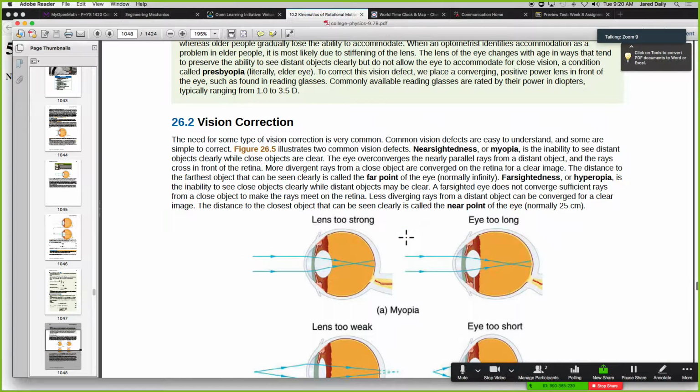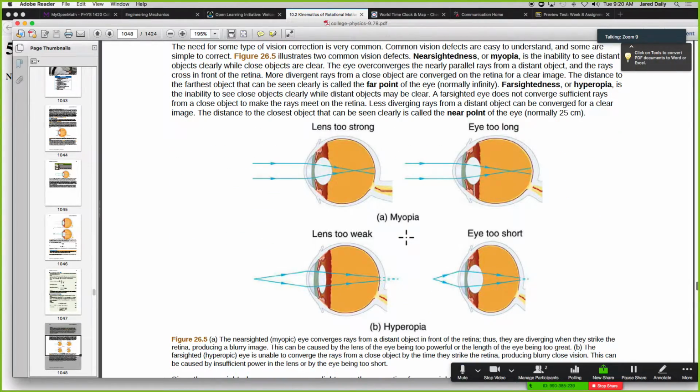But how do you correct vision, and why do you correct vision? Well, it turns out that there are pretty much 2 types of eye problems when it comes to bad vision. There are 2 major types, and these are the 2 most common. The most common is when your eye is too long.